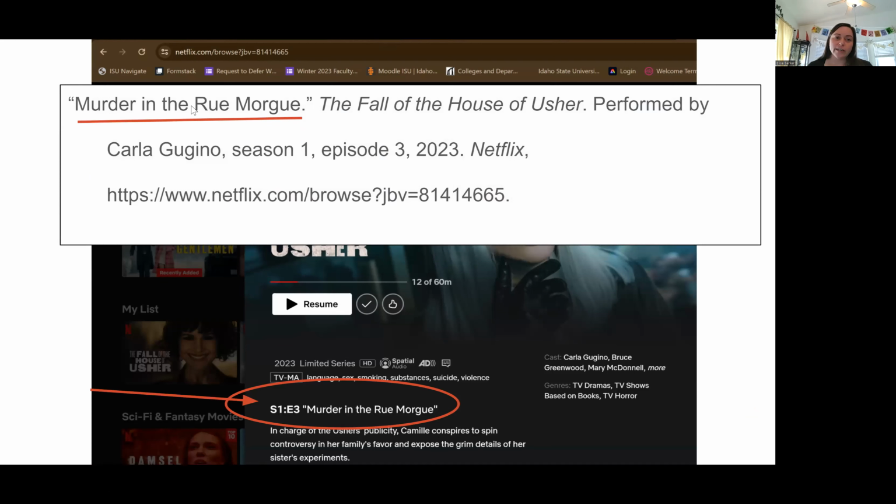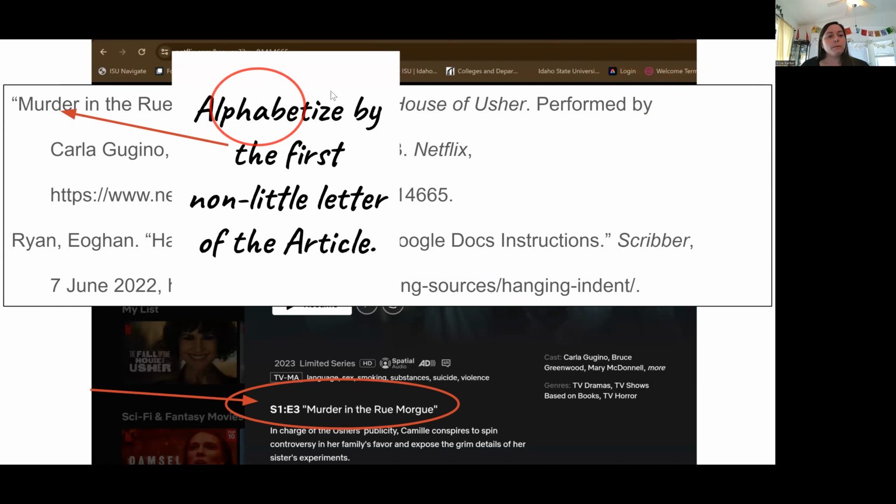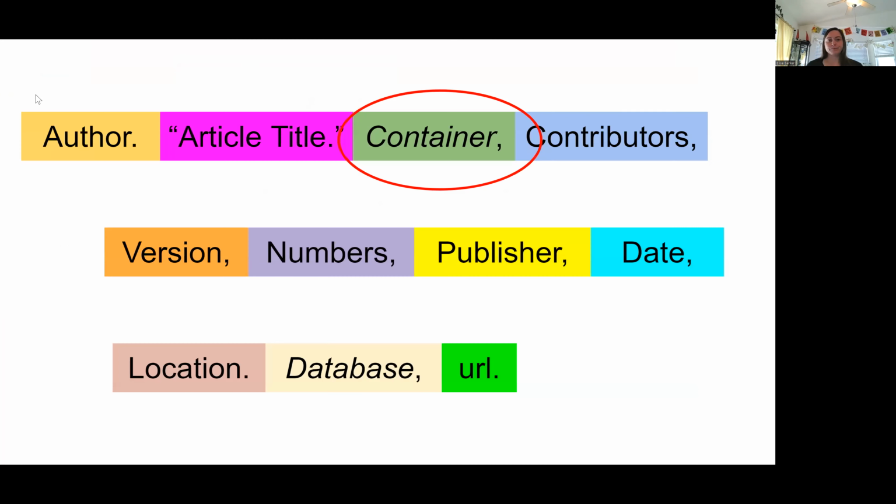We start here. A lot of times TV shows don't have an author. They may have directors, performers, all those kinds of things. But generally speaking, we want to cite either an episode or the series itself. When you don't have an author, you alphabetize by the first non-little letter of the article. So M comes before R. So this citation comes before the next.